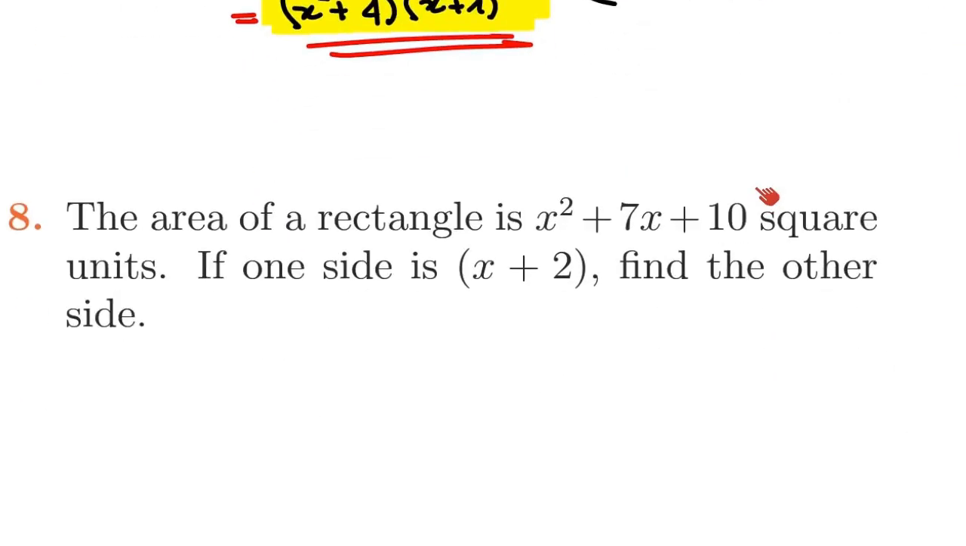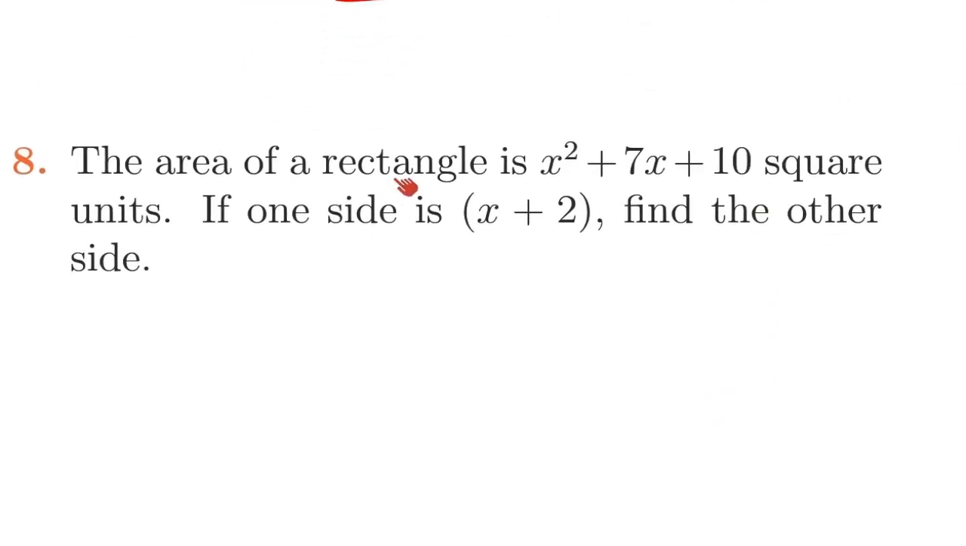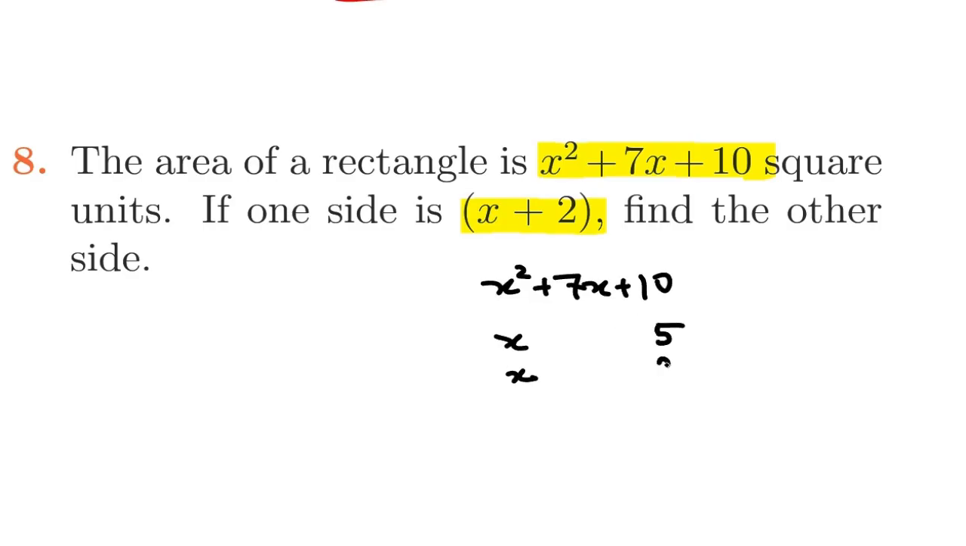That was number 7. Number 8. This is the area of the rectangle. This is one of its sides. So, we will factor this: x squared plus 7x plus 10. We split this as x and x. If we split this as 5 times 2, when we cross-multiply and add, we get 7x. That's correct. So it can be factored as x plus 5 times x plus 2.